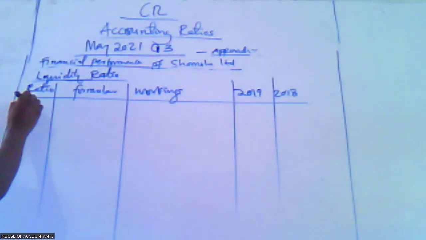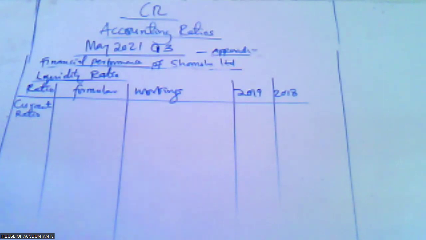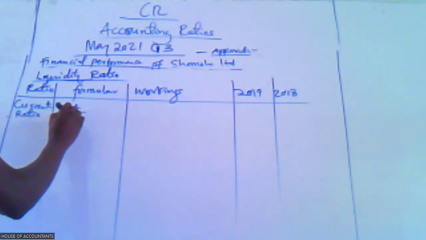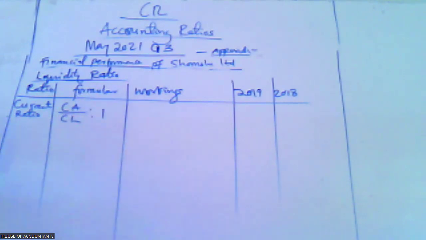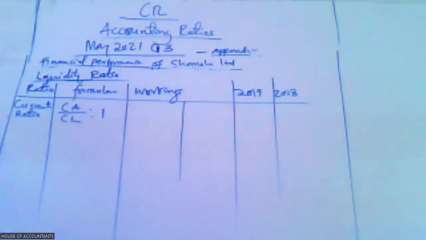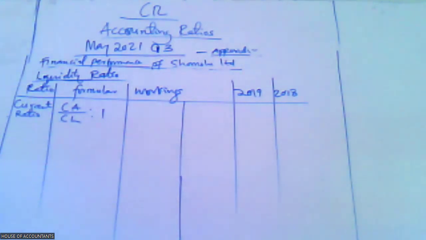So we can start with current ratio. The current ratio is current assets over current liability, ratio 1. So what's our current assets in the question?